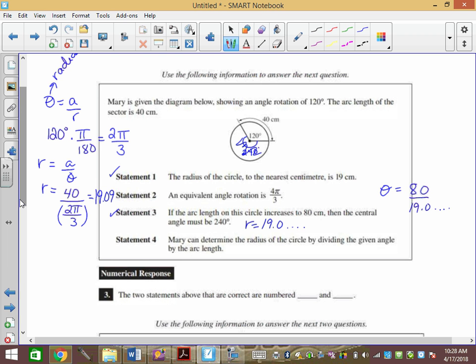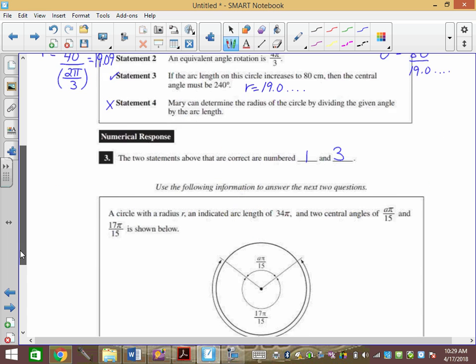Mary can determine the radius of the circle by dividing the given angle by the arc length. Dividing the given angle by the arc length, is that true? No, it's the arc divided by the given angle. So the two statements that are true are 1 and 3. Now, did it say two statements that are correct respectively? No, so if you put them in any order, you'd be correct. Now, I don't chance it. I always put them in order anyways, but I guess you could rebel in this way. I always put 1 and 3, even if it doesn't say respectively.